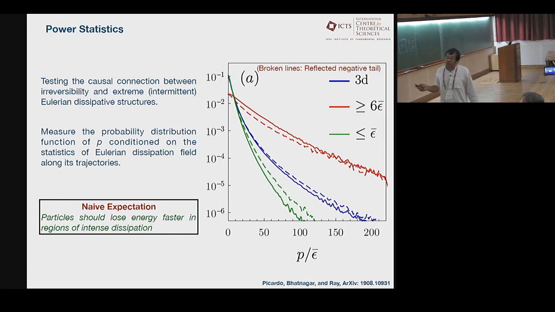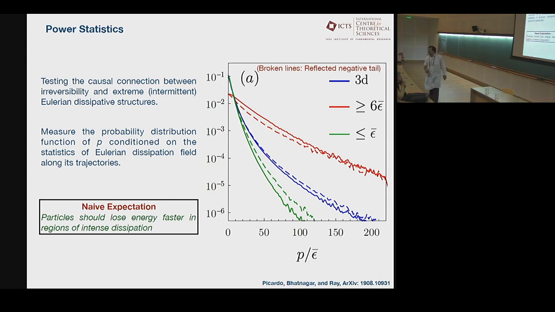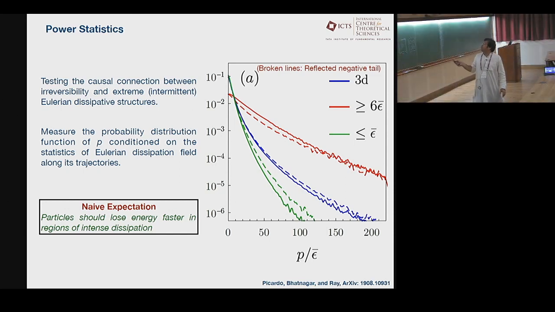So now the question that we wanted to address was, is there a causal connection between irreversibility and these extreme structures in the flow? So the way to do it, and here I will spend most of my time, is as we follow the trajectory and calculate this power along the trajectory, we keep track of where the particle is in the flow. And so while we make the statistics on P, we are also conditioning it on whether the particle is in a part of the flow where the statistics are extreme, namely there's a lot of dissipation happening, or whether they're in calmer regions. And so in blue, we show the plot for when you don't condition the statistics, and the other two are when you condition the statistics.